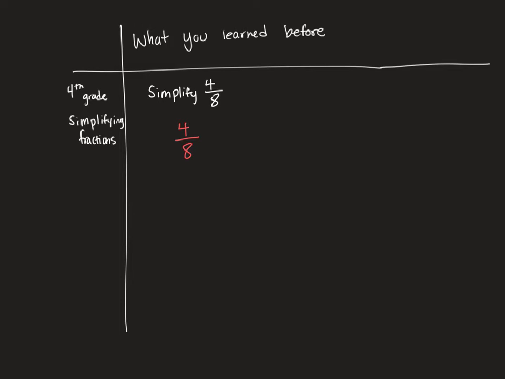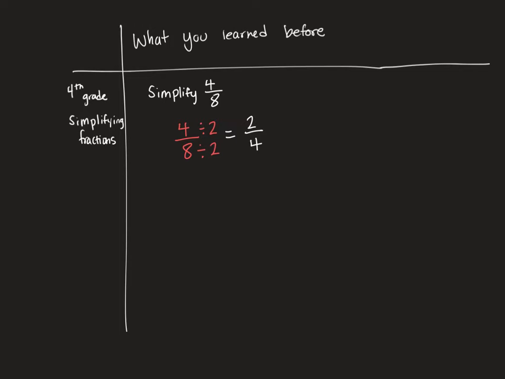So a lot of people are saying 2. Yeah, 2 does divide 4 and 2 does divide 8. But there is an even greater number that divides both of those numbers. So if I were to divide both of them by 2, 4 divided by 2 is 2, 8 divided by 2 is 4. But I can still simplify 2/4.